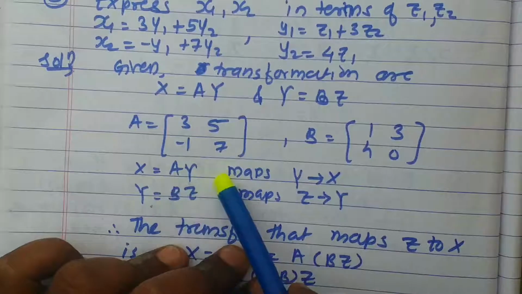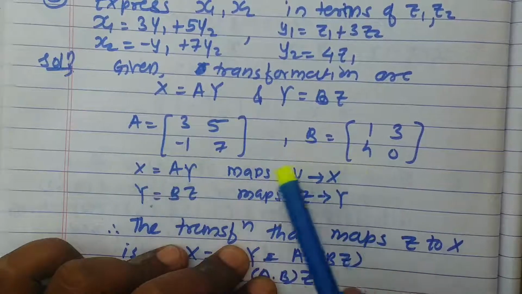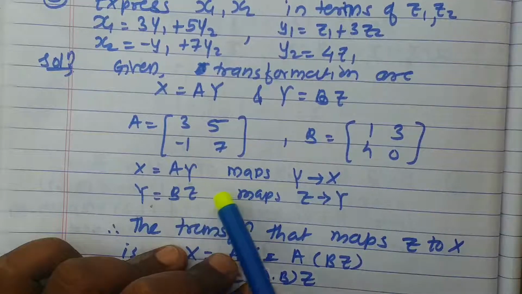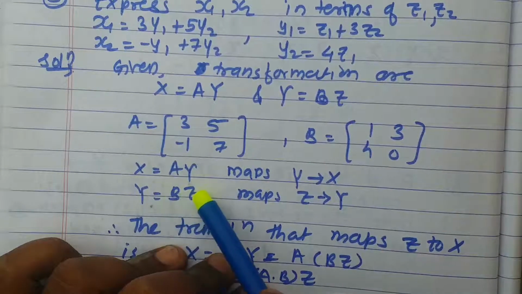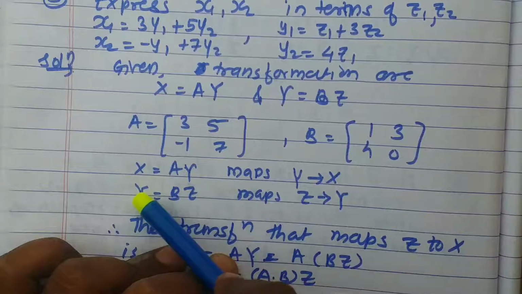Now x equal to Ay means it maps vector y to vector x. Y is mapped to x under this transformation, and the second transformation, z goes to y. So z is mapped to y. When we operate B on z, we get a vector y. It means z goes to y.